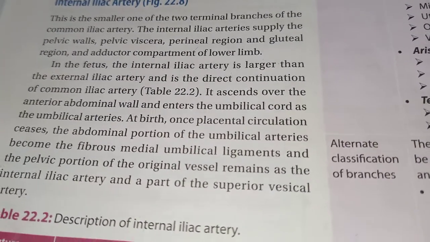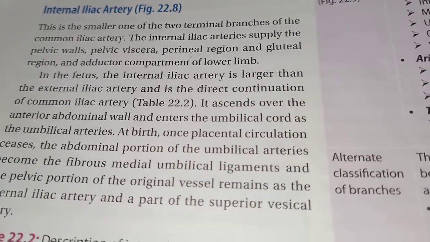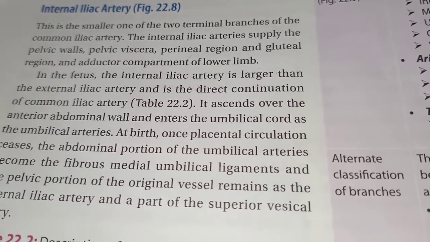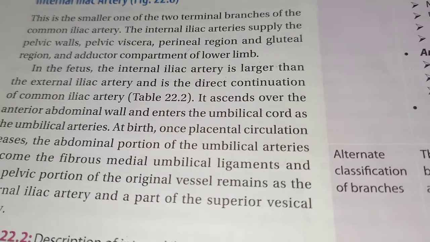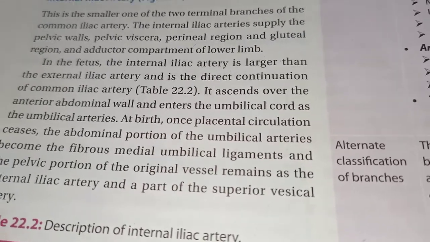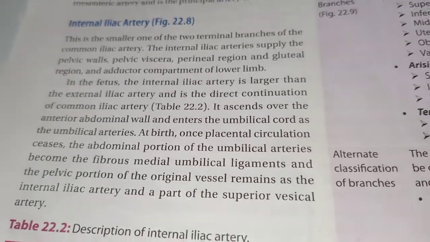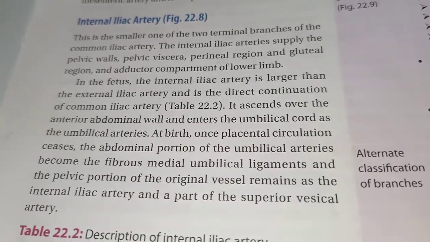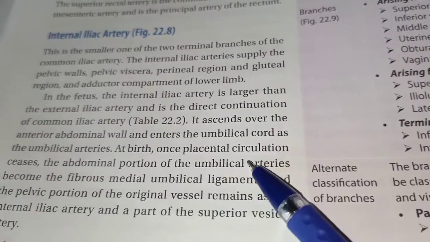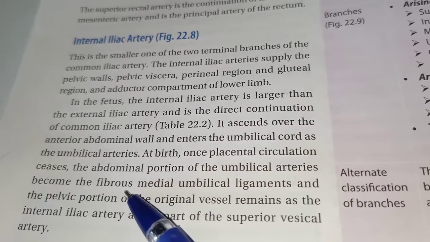Okay. So this internal iliac is larger and it will ascend, it will go in the anterior abdominal wall and it enters the umbilical cord as umbilical arteries. Okay. So the internal iliac artery enters the umbilical cord as umbilical arteries.